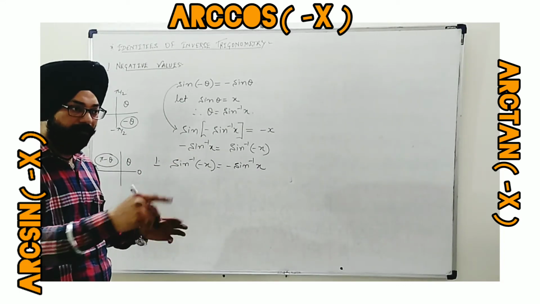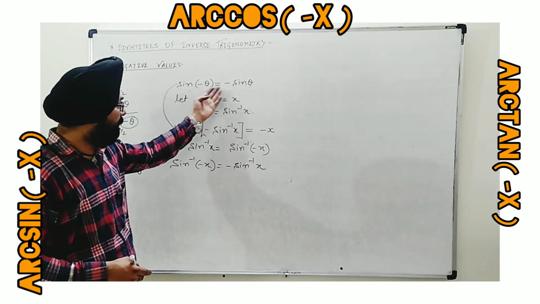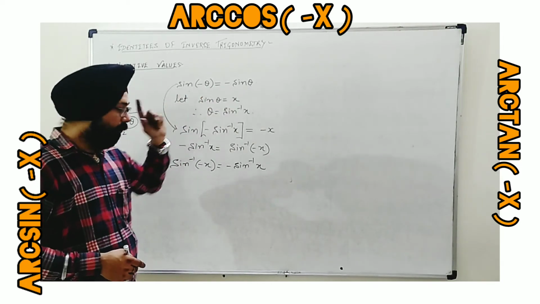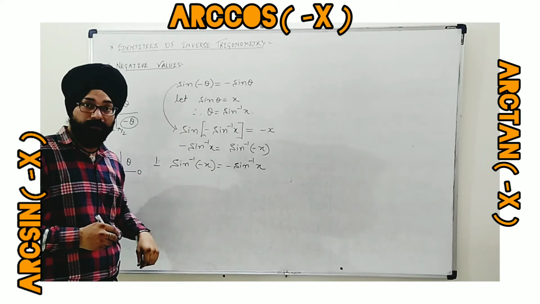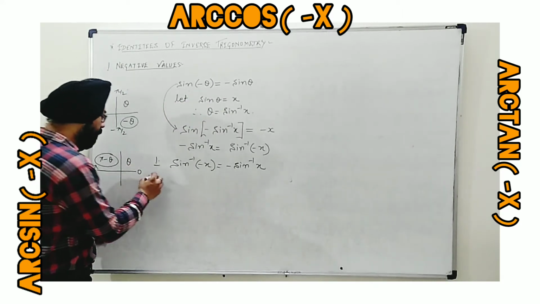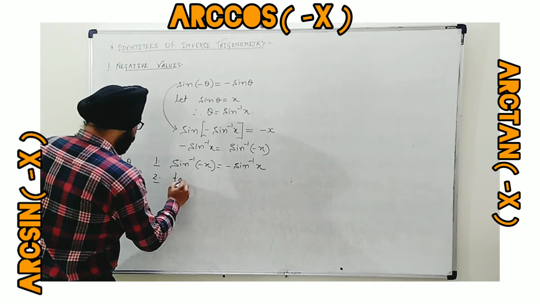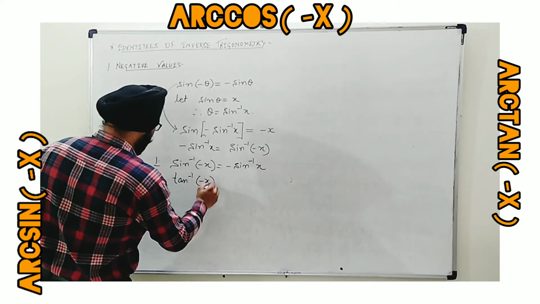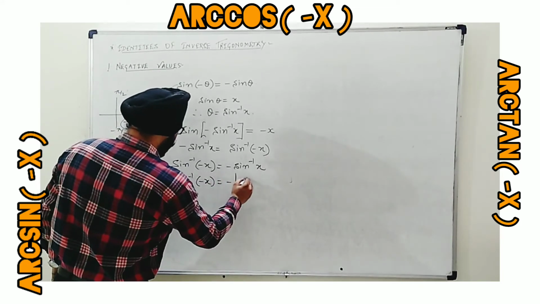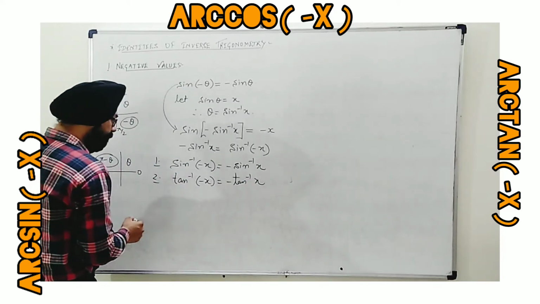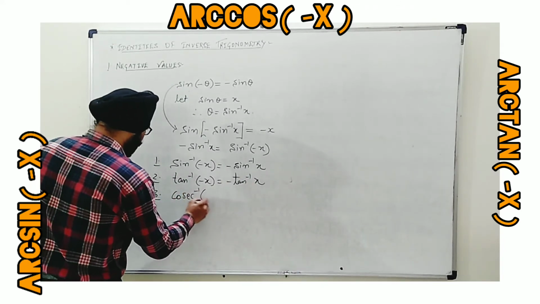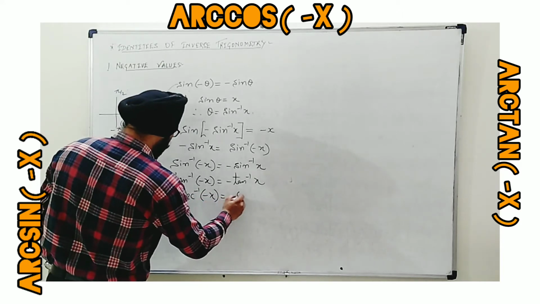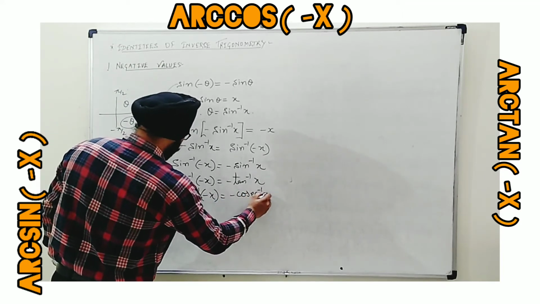If you want to derive for tan, then you write tan of minus theta is minus tan theta. Cosec, you can see in normal trigonometry, cosec minus theta also is equal to minus cosec theta. So all those functions will be written as tan inverse minus x is minus tan inverse x. Third, cosec inverse minus x is minus cosec inverse x.